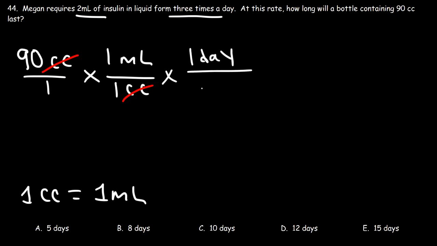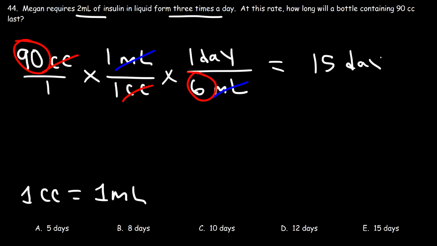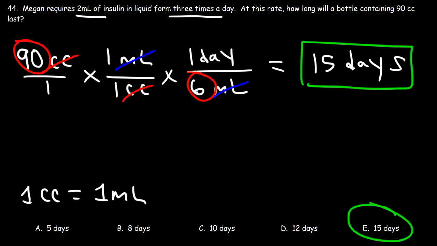So we could say one day equates to 6 milliliters of insulin consumed. And so set it up in such a way that the unit milliliters will cancel. So the final answer is just going to be 90 divided by 6. And 90 divided by 6 is 15. So her supply is going to last her for 15 days. So the correct answer is E.